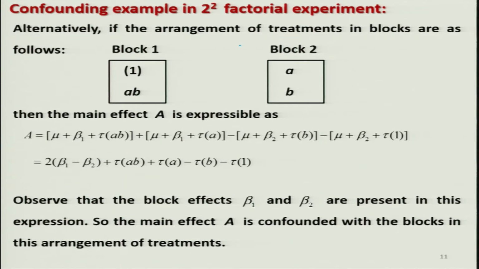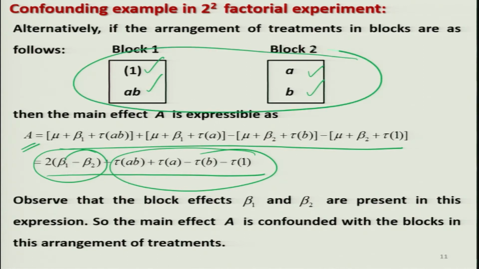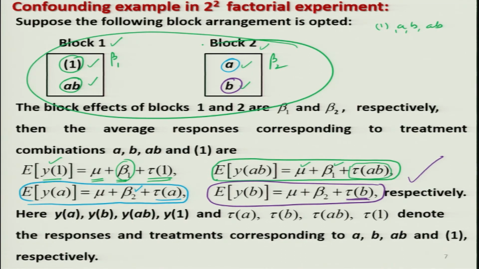Right. Now if you choose another arrangement of the treatments in the blocks, suppose I take treatment 1 and AB in block 1 and A and B in block 2, and you do the same exercise which I have just shown you, you can find out that in this case A is getting confounded, using the same method, because the block effect and treatment effect are appearing together. So, in this case the main effect A is getting confounded if you arrange the same 4 treatments in the 2 blocks in this particular way, and if you use the previous approach, then the interaction effect AB is getting confounded.